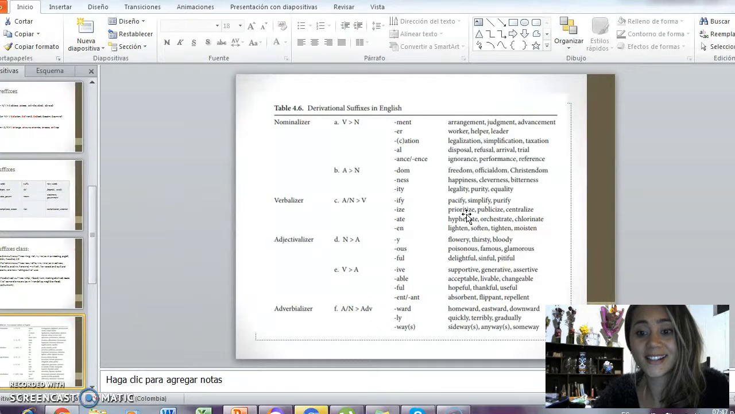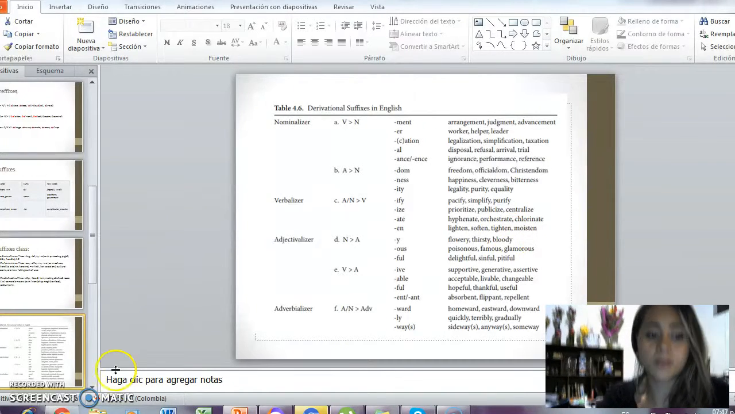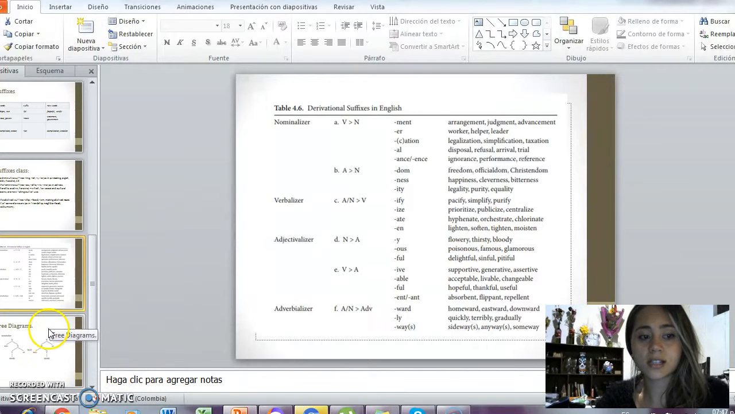Then, for example, adjectives, like blood, bloody. So now we have an adjective with a suffix, and adverbs too. For example, home, and we add ward, so homeward. So right now we have an adjective or adverb. In that case, we change the category of the words.